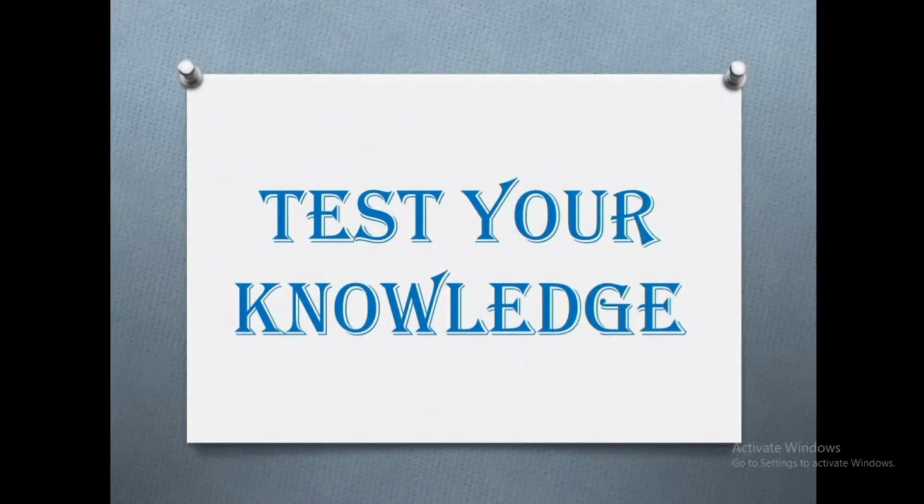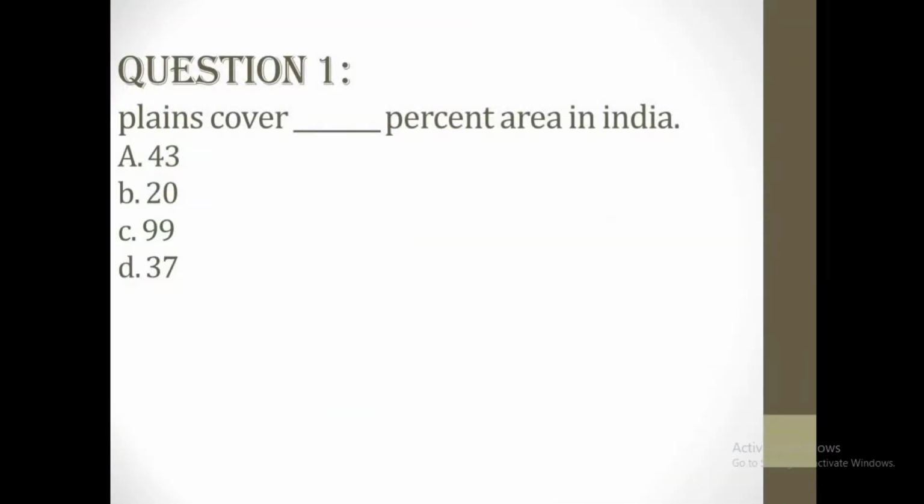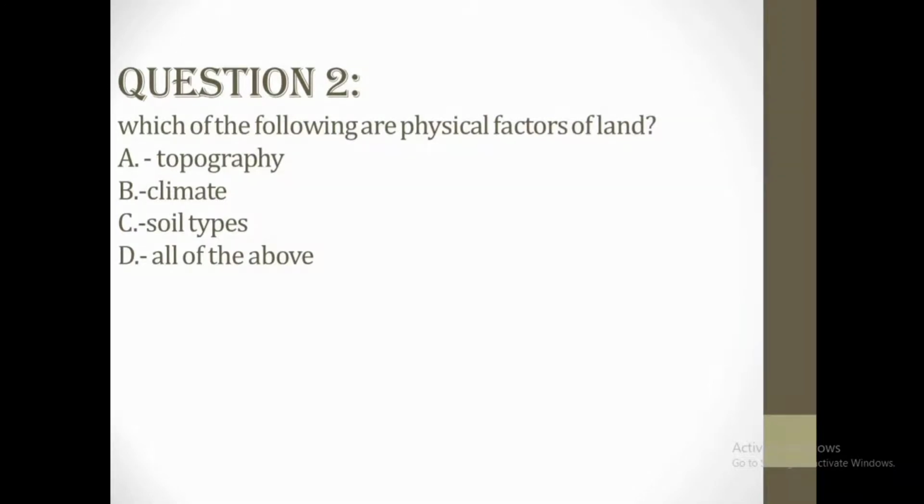And now is the time to test your knowledge and see what you have gathered. Question number 1. Plains cover dash percent area in India? A 43, B 20, C 99, or D 37? And the answer is A 43%. Question number 2. Which of the following are physical factors of land? A. Topography, B. Climate, C. Soil types, or D. All of the above? And the answer is D.